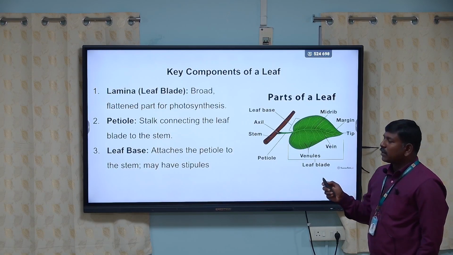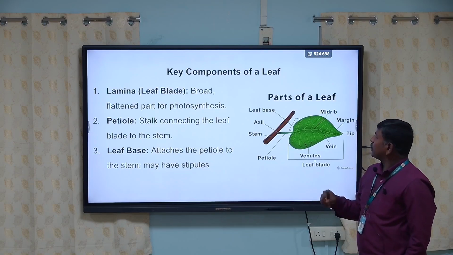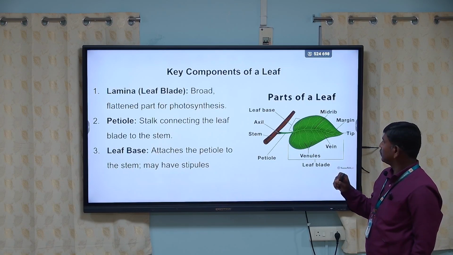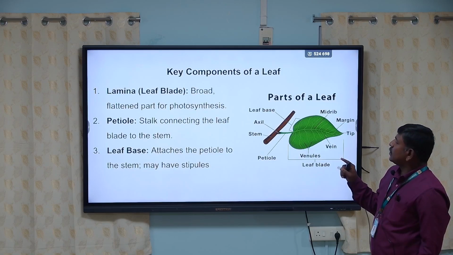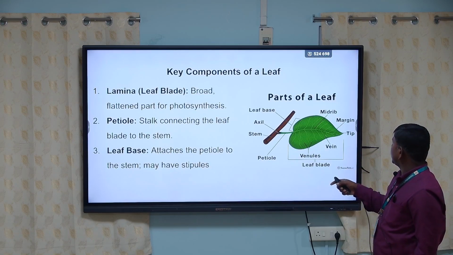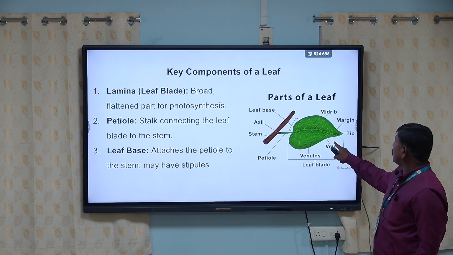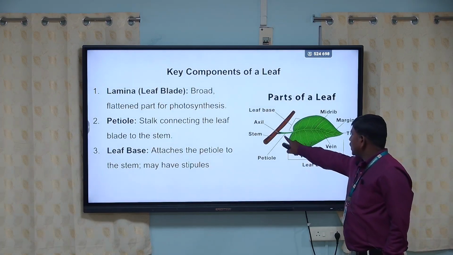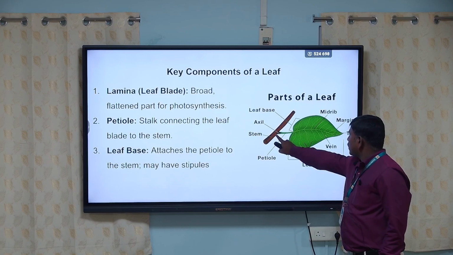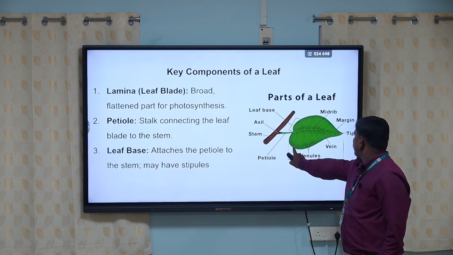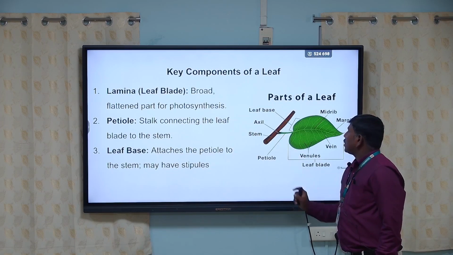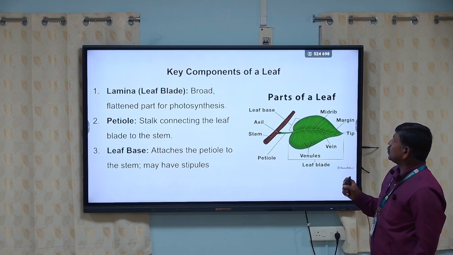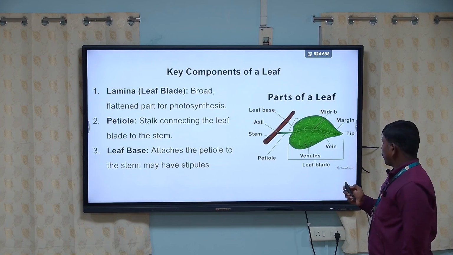Here are the key components of the leaf. One is the leaf lamina, which means the leaf blade, the broad flattened part for photosynthesis. Here we can easily see that particular part. The petiole is what interconnects the leaf blade to the stem. Then the leaf base, attached to the petiole and the stem, may have a stipule.